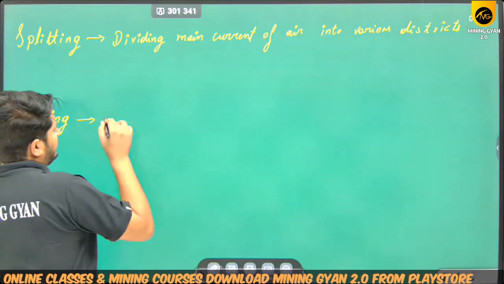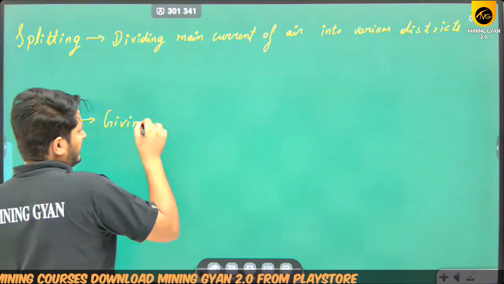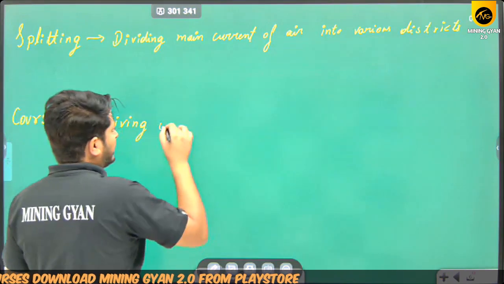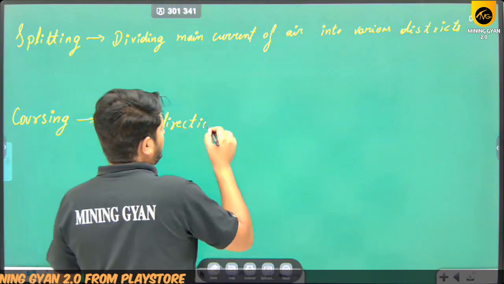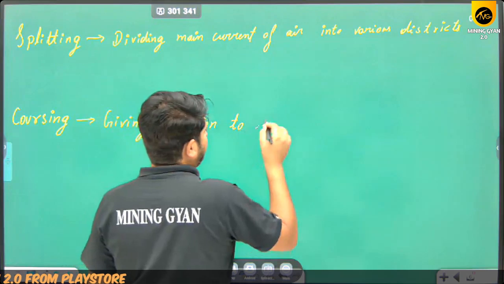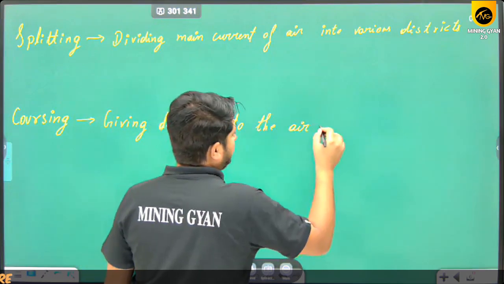Now coursing means giving direction to the air current.